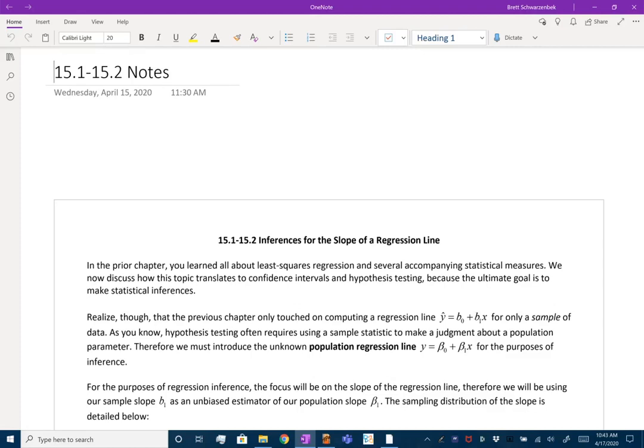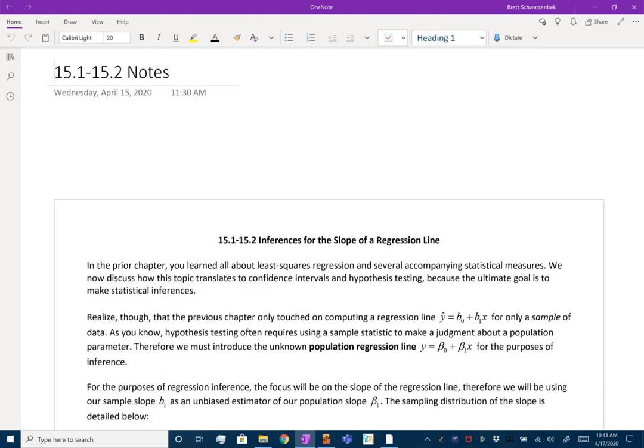In the previous chapter, you learned all about regression, regression equations, coefficient of determination, correlation coefficient, everything to do with plotting a best fit line that meets the least squares criterion. Now, the one thing you might have noticed, though, is that we really didn't have any type of inference that had anything to do with regression.